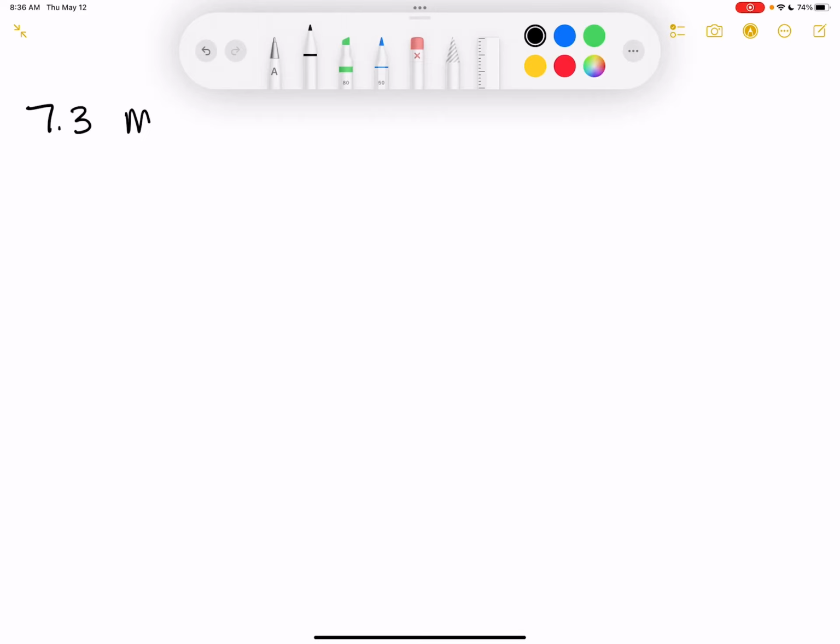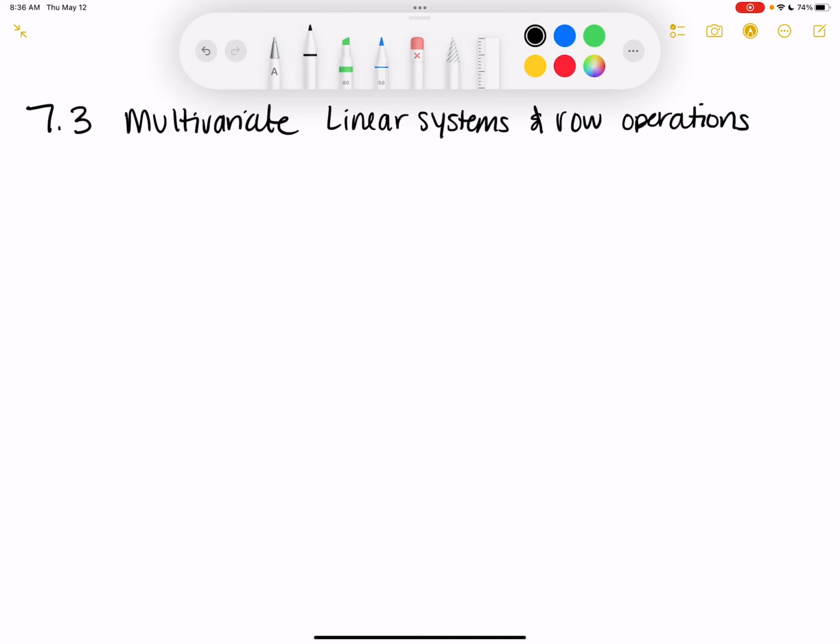Something? Is there a tab? It took. No, we're also going to show it to us. All right, 7.3 multivariate linear systems and row operations. Can you open this? Oh, that's long. Why can't you open it? Yeah, so we're going to have to rewrite the title now. It won't fit.